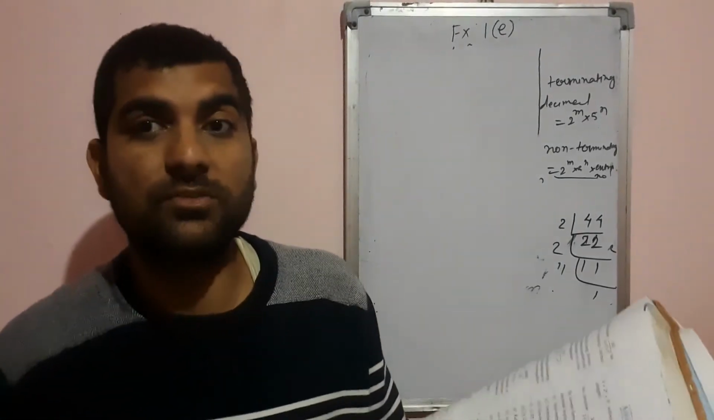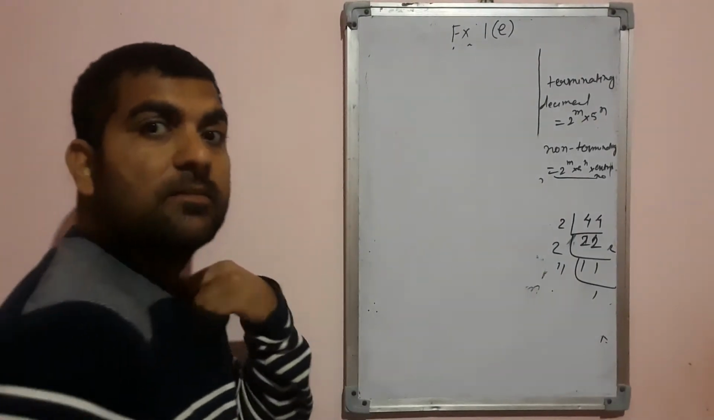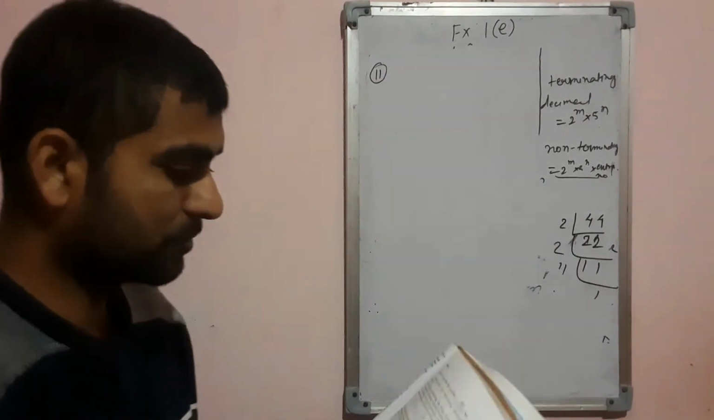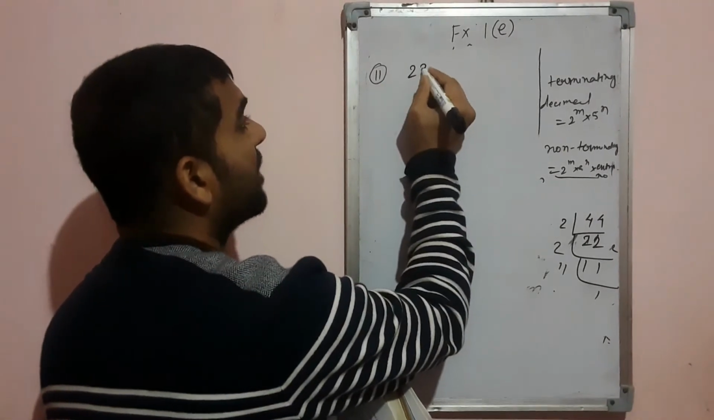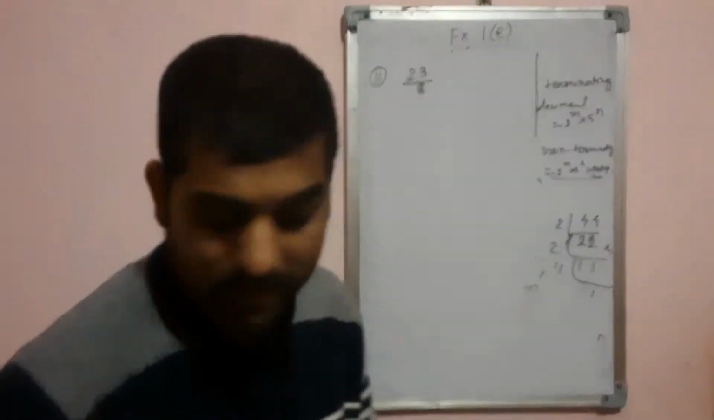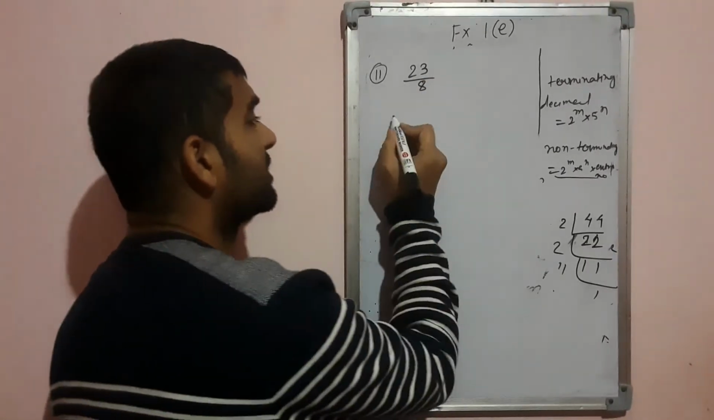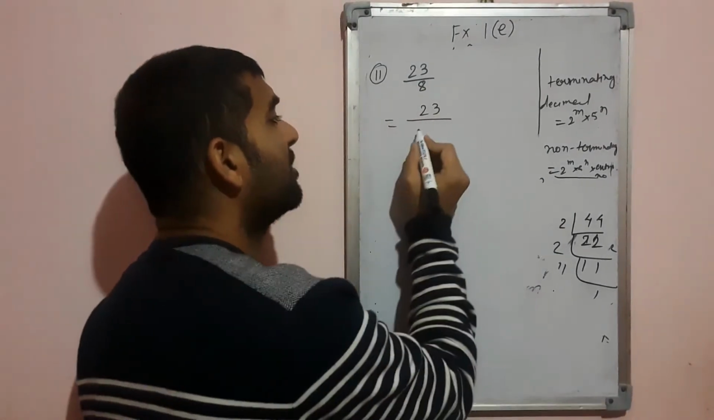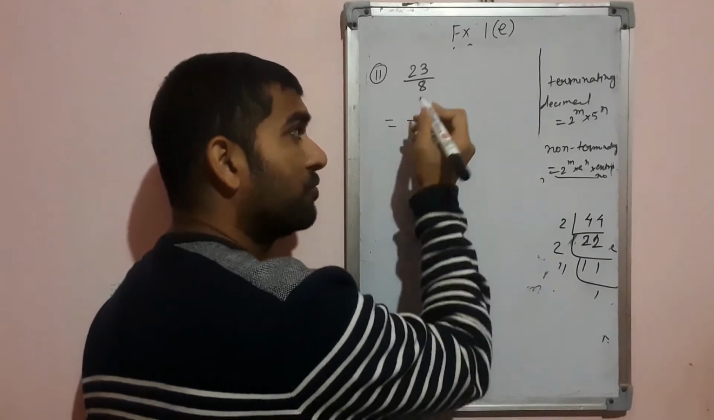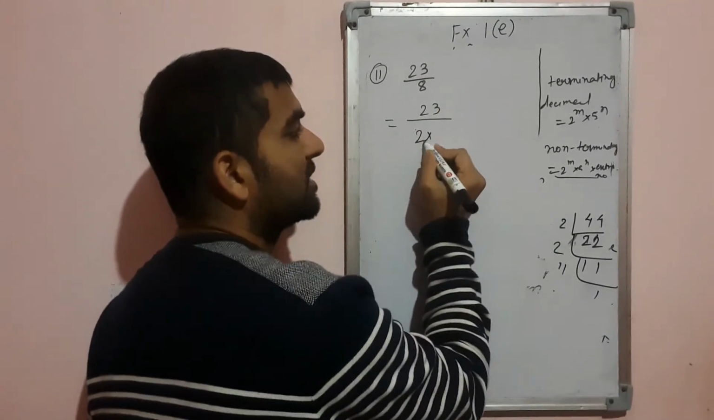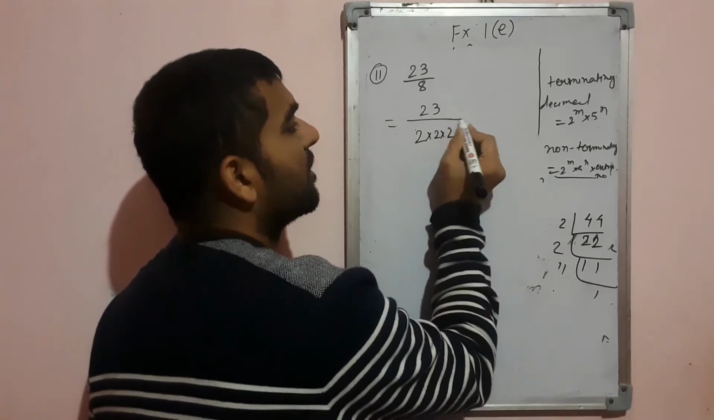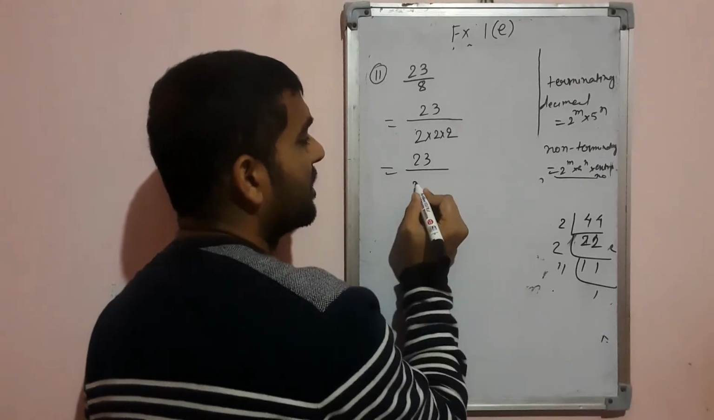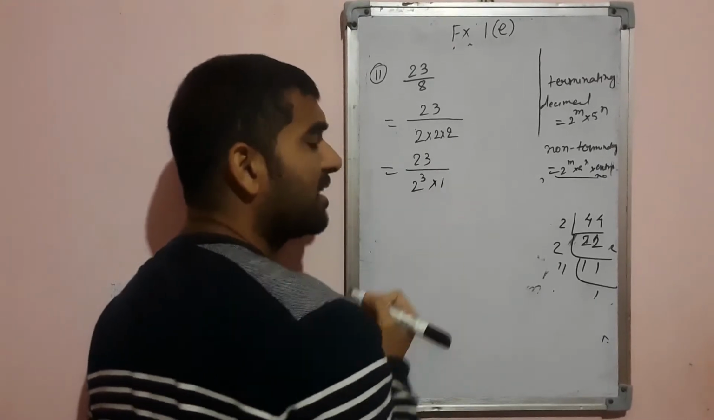This is a 1 mark question, so try to understand. So 2 will be here. We have 23 by 8. Again, same method. Try to understand here. 23, then 8, what can we write? 2 into 2 into 2, yes or no? 8 will be what? 2 into 2, 4, 4 2s are 8. So 2 power 3, let us write 2 into 2 into 2. Then here we can also write 23 by 2 power 3 into 1, yes.